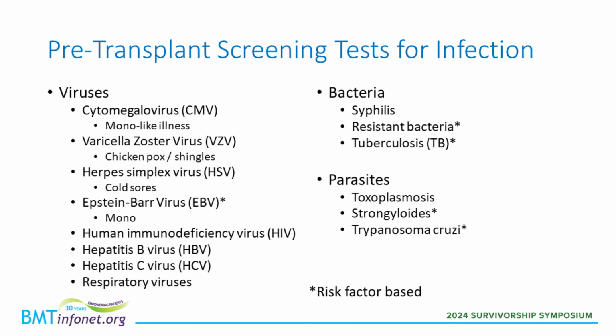There are many different types of infecting organisms that we screen for prior to moving forward with transplantation and CAR T-cell therapy. In the virus column there, those first 4 viruses are part of what's called the herpes virus family. So once we become infected with these types of viruses, they stay in our body for the rest of our life. If our immune system is functioning normally, typically they cause very few problems.